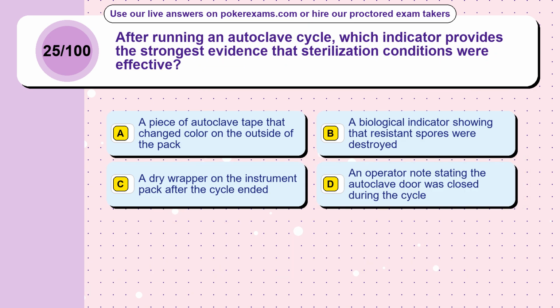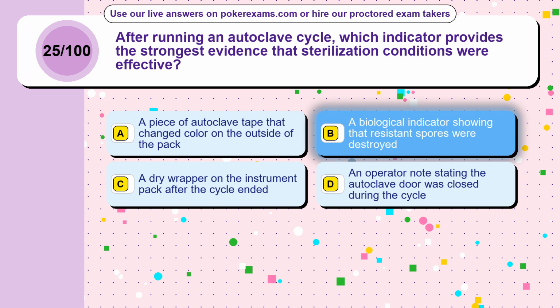Question 25. After running an autoclave cycle, which indicator provides the strongest evidence that sterilization conditions were effective? Option A. A piece of autoclave tape that changed color on the outside of the pack. Option B. A biological indicator showing that resistant spores were destroyed. Option C. A dry wrapper on the instrument pack after the cycle ended. Option D. An operator note stating the autoclave door was closed during the cycle.